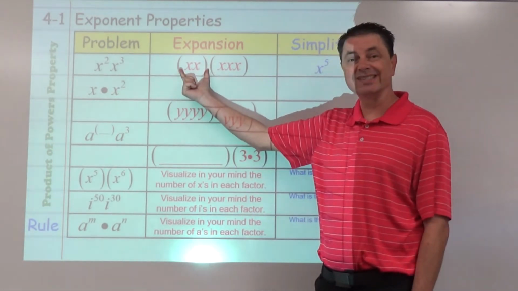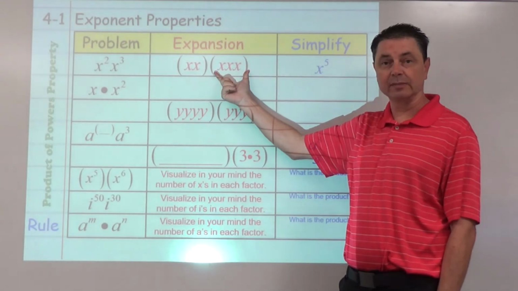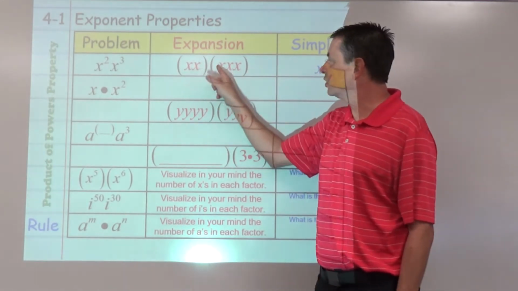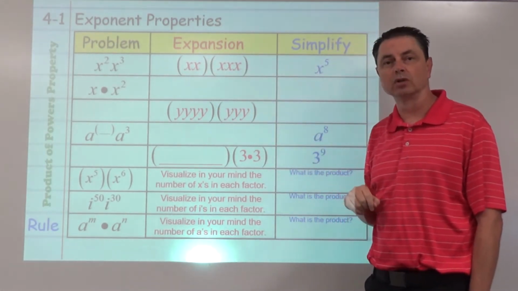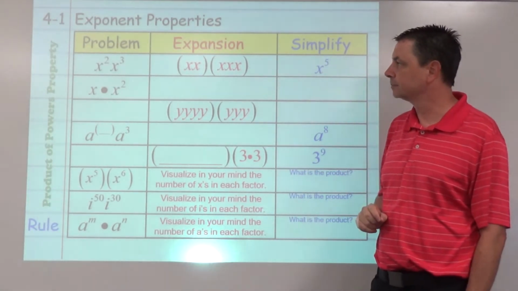X squared means x times x. X to the third means x times x times x. So we've got a total of 5 x's being multiplied. So our answer is x to the 5th power.